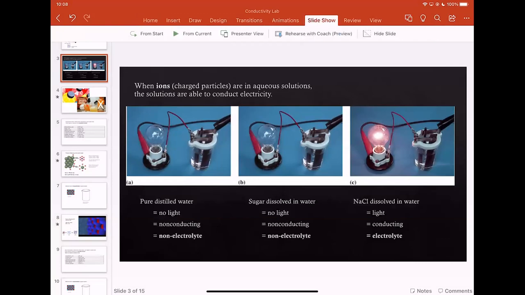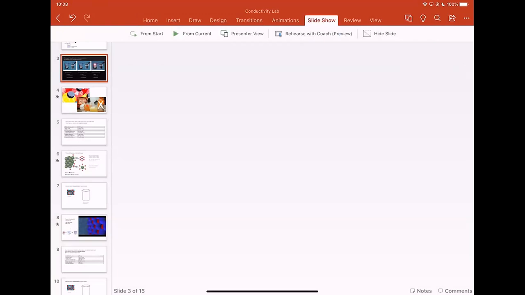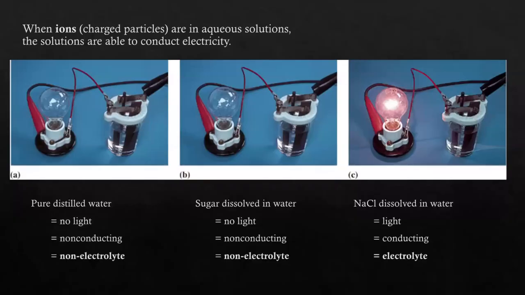When you have different possibilities of solutions, you have also different experimental results. So when you have these ions, which are charged particles, the positive and negative charged particles, when those ions are in the aqueous solution, the solution can conduct electricity. Okay, and so you will either have a strong electrolyte or a weak electrolyte. It's called an electrolyte.